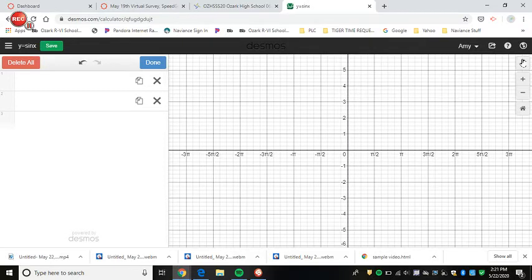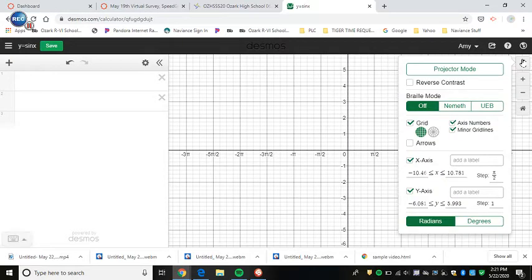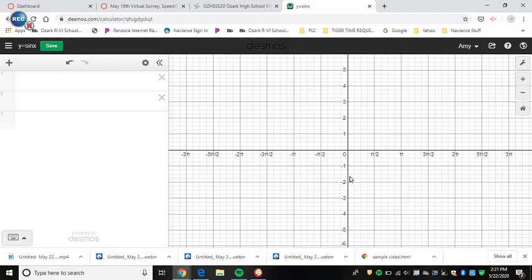And I've gone to the tools, and I've changed it to radians, and I've made my x-axis so you can see the intervals are pi over 2s, and the y-axis is going in steps of 1. So let's go back and look.